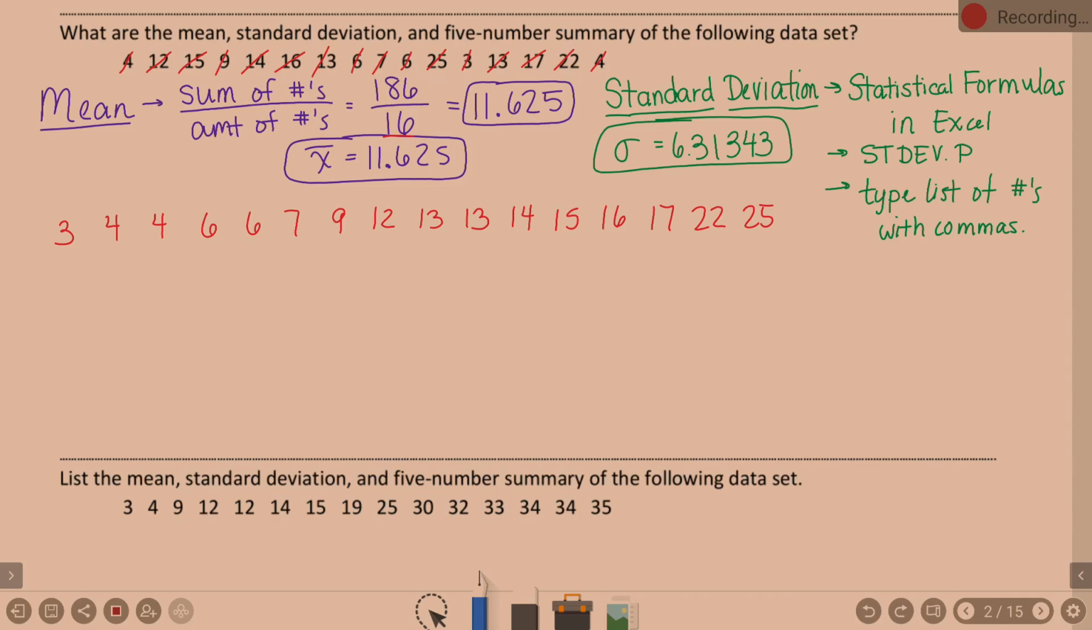You land between 12 and 13. What does that make my median? 12.5. If it's one that makes sense to you, you can just ask yourself, what's the middle of 12 and 13? And the middle of 12 and 13 is 12.5.